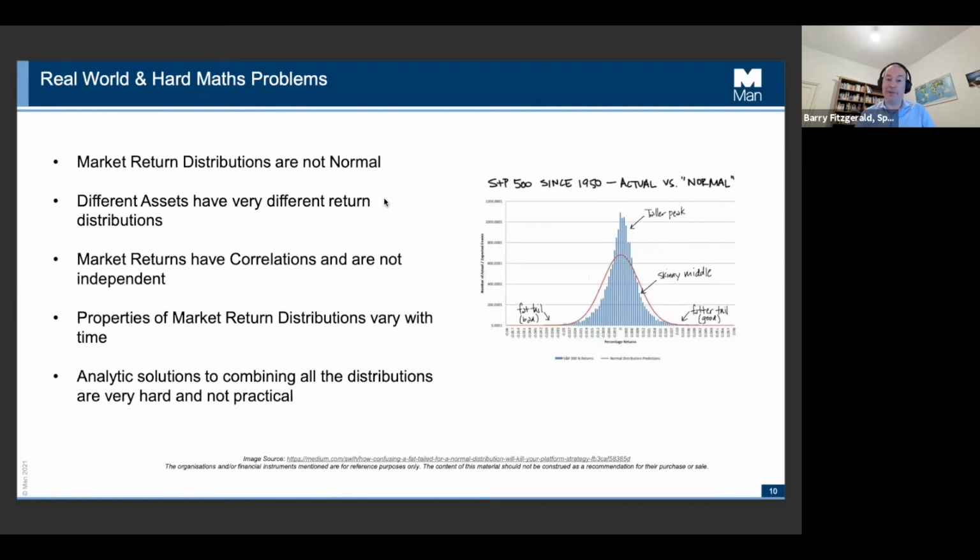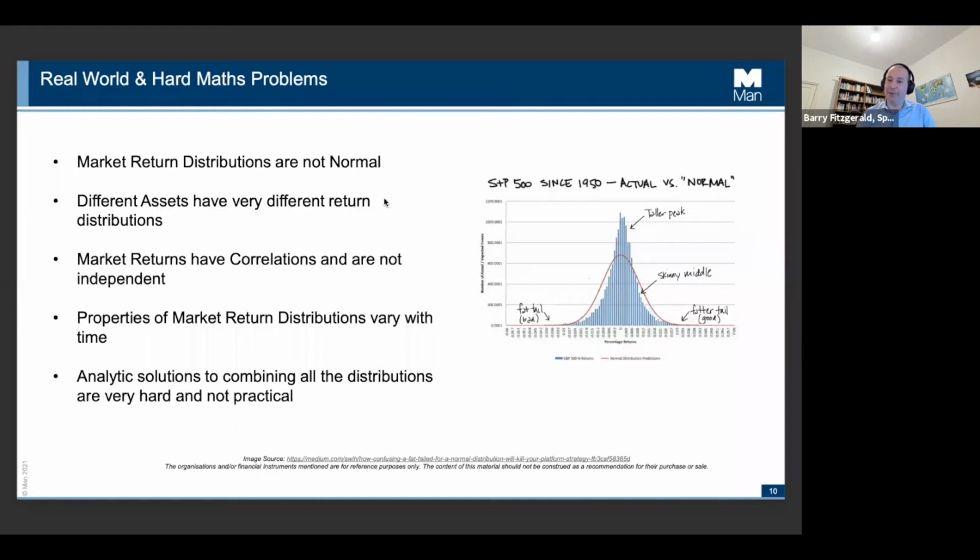Different assets have very different return distributions. So investing in something like insurance or a bond will have a very different return distribution to an equity. And then also, we tend not to invest in single instruments. We invest across lots of different securities and lots of different stocks, and your pension would be invested in many individual stocks. They aren't independent.